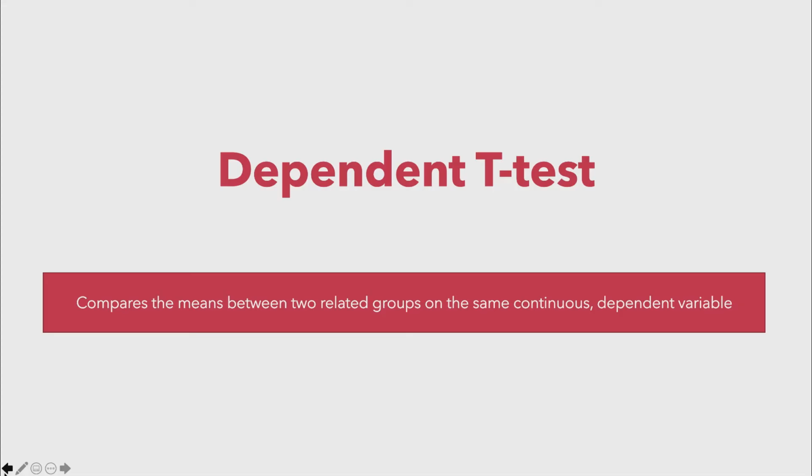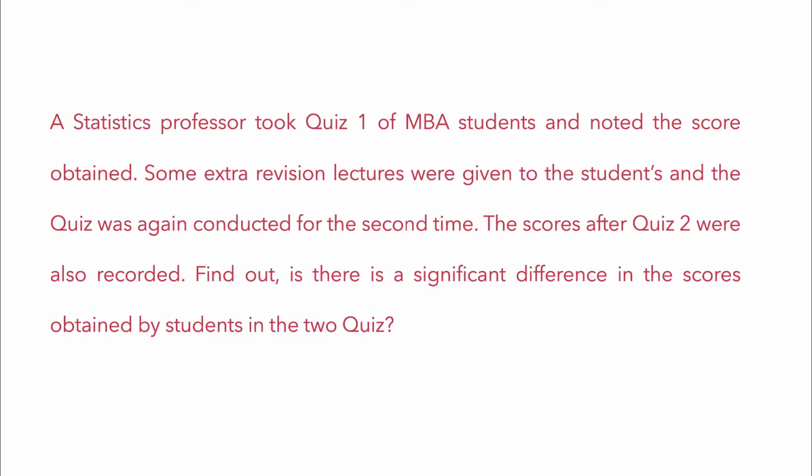Paired sample t-test is sometimes also called related sample t-test. In this test, we compare the means between two related groups on the same continuous dependent variable. For the sake of this demonstration, I am taking a hypothetical example over here. A statistics professor took quiz 1 of MBA students and noted the scores obtained by those 20 students.